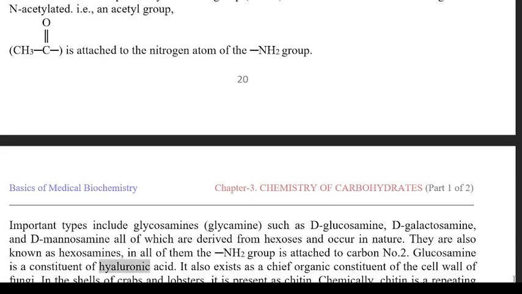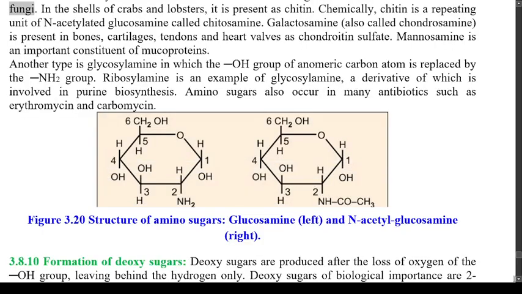Glucosamine is a constituent of hyaluronic acid. It also exists as a chief organic constituent of the cell wall of fungi. In the shells of crabs and lobsters, it is present as chitin. Chemically, chitin is a repeating unit of N-acetylated glucosamine called chitosamine. Galactosamine, also called chondrosamine, is present in bones, cartilages, tendons and heart valves as chondroitin sulfate. Mannosamine is an important constituent of mucoproteins.